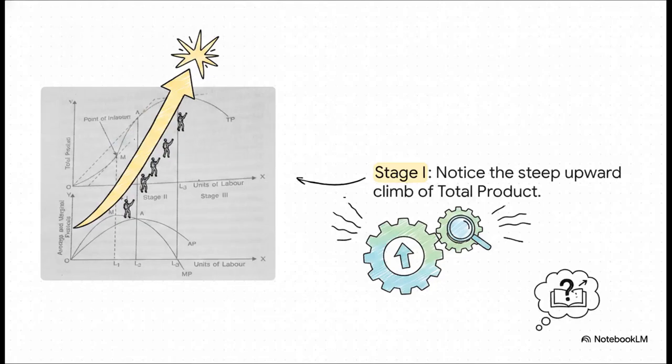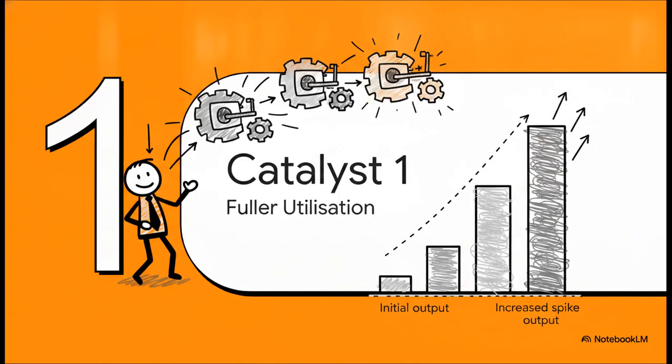Now, what's really interesting about this slide is the graph in the upper panel showing the total product curve, labeled TP. Focus your eyes specifically on stage 1, right up to the point labeled M, which is the point of inflection. Do you see how the total product curve just shoots upward at an increasing rate? It's a steep, aggressive climb. This visualizes exactly what happens when you start adding workers to our factory floor. Your total returns are accelerating. But there are two exact, logical causes for why this explosive stage 1 growth happens. Let's uncover them. This brings us to the first exact cause of this massive output spike.